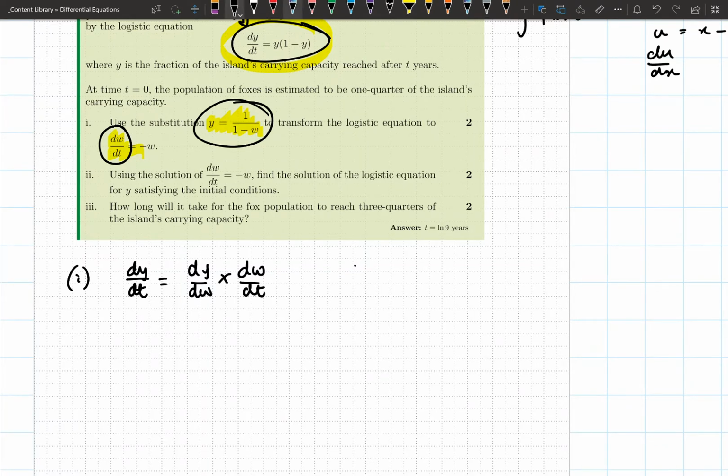So here, let's actually work out all of these parts. Now, let's start off with the left-hand side. Now, dy on dt, we want to use that substitution. So what I'm going to do is replace everywhere I see y in this original equation with what my substitution is. So let's actually replace that. What does this become if I use this substitution?